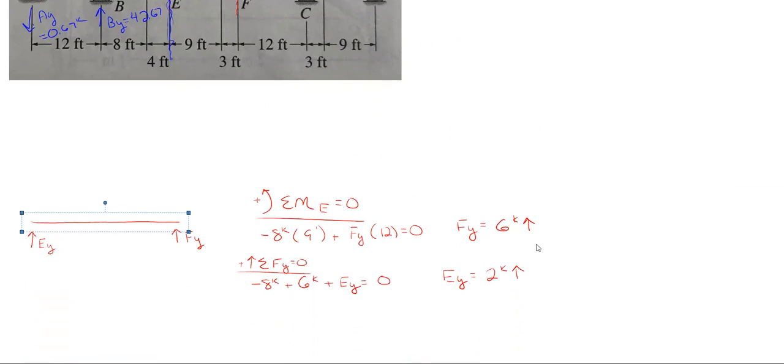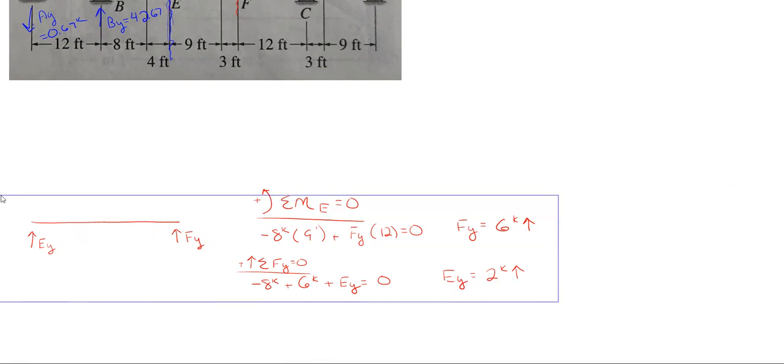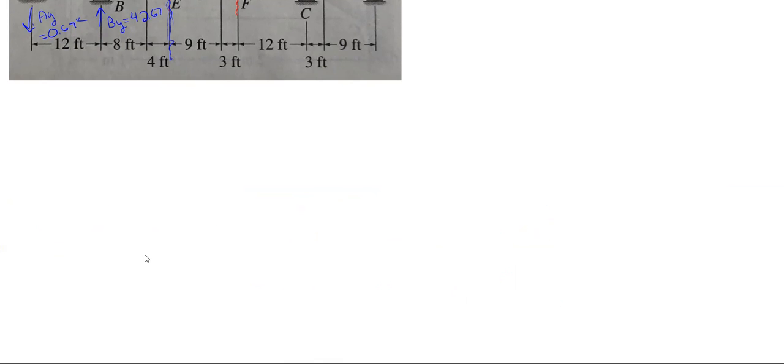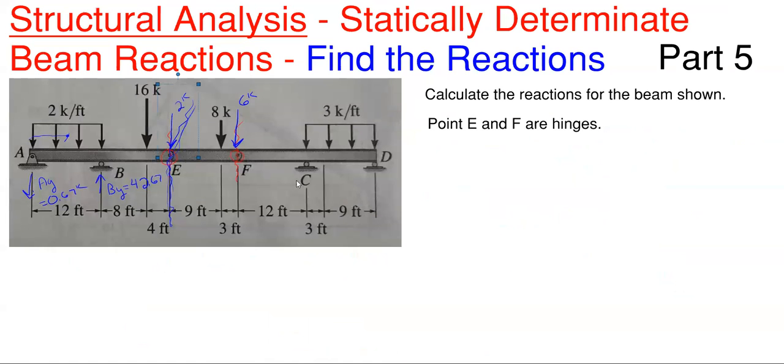So as you can see right here, we had 6 kips upward on this segment. So that means on the opposite side of the hinge, which would be the right side of the hinge of F, it will be going down 6 kips. Remember, same magnitude, opposite direction on the opposite side of the hinge. So essentially what we have going on here is this right side from F to C to D, and I just need to determine what CY is and what DY is, and I'm just going to assume both of those upward. Safe bet, right?